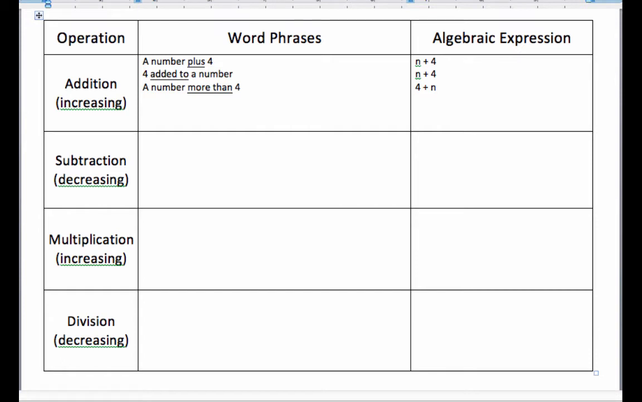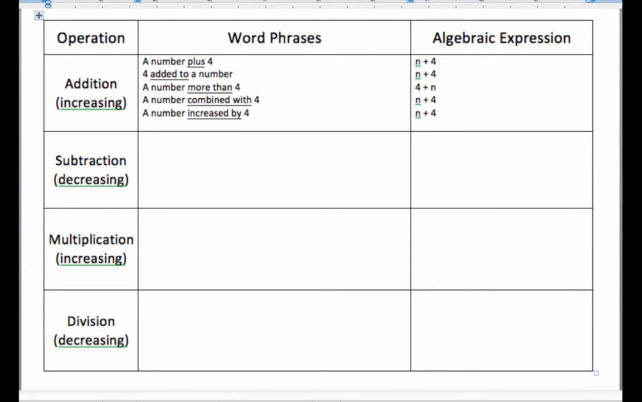We have 2 more word phrases to go for addition. The next one is a number combined with 4. Combined is definitely our clue word because when you combine two things you are adding. And that one can just be n plus 4 again. And finally, since addition is an increasing operation, whenever you see a word phrase that says a number increased by 4, increased by definitely tells you that you need to be adding. So that's our set of clue words for that.